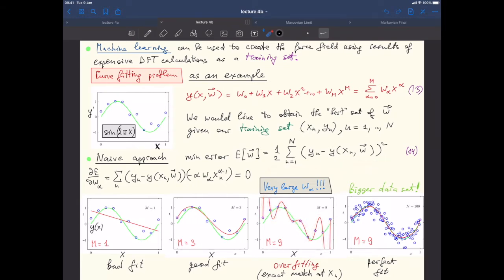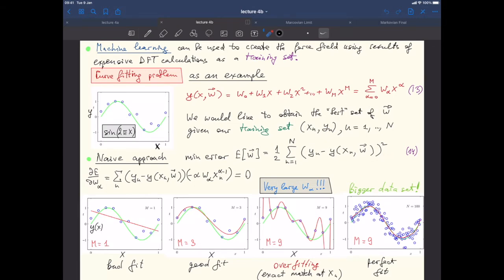However, the function is absolutely horrible. The fitting is very, very bad. This is called the overfitting problem. And in fact, in order to have this red function, our polynomial, go through all these points exactly, it appears that these coefficients omega are very, very large. Some of them 10 to the power of 7.